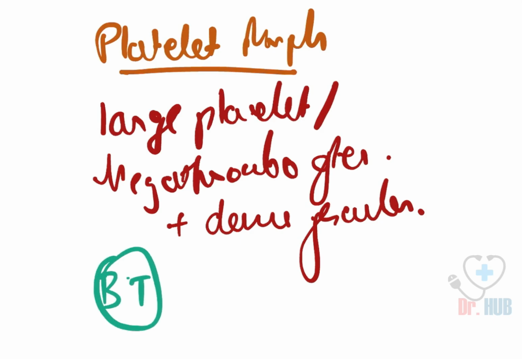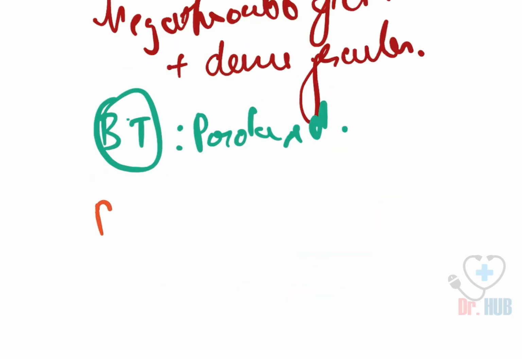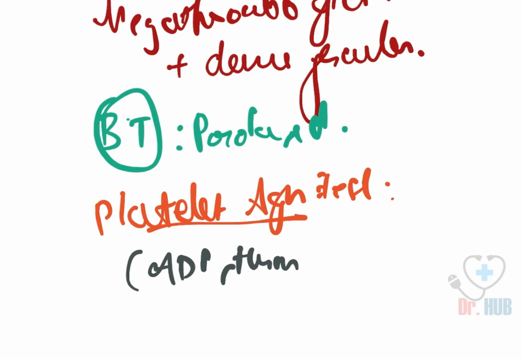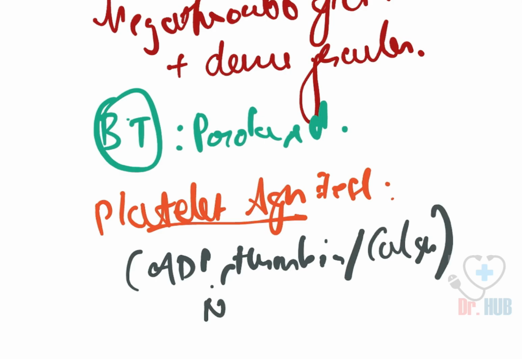Next, we look at the bleeding time. The bleeding time is prolonged. And looking at the platelet aggregation test, this includes the ADP, the thrombin, as well as the collagen. So these remain normal.